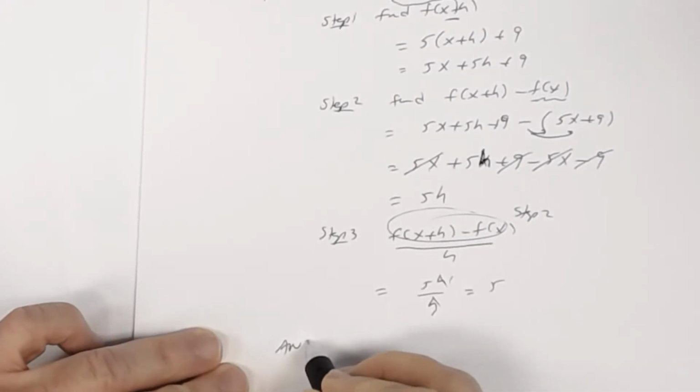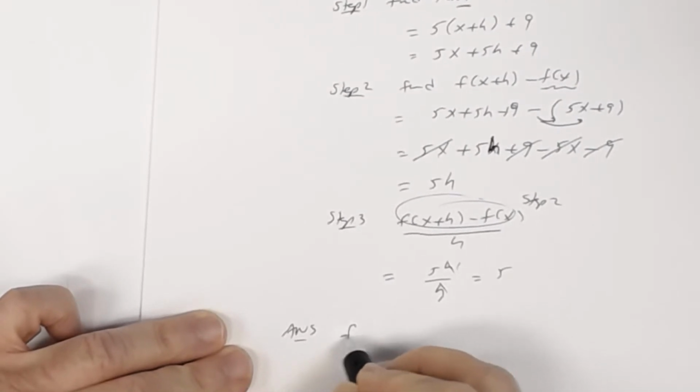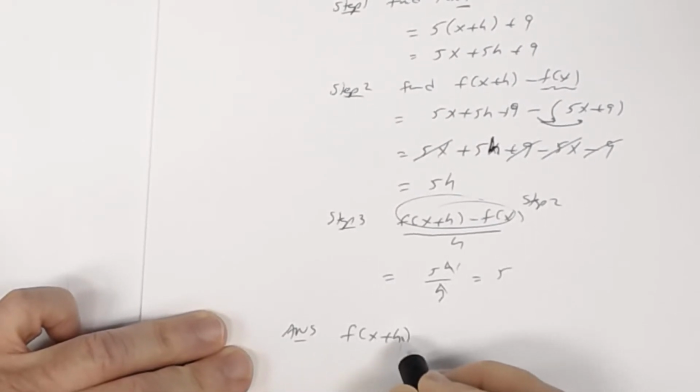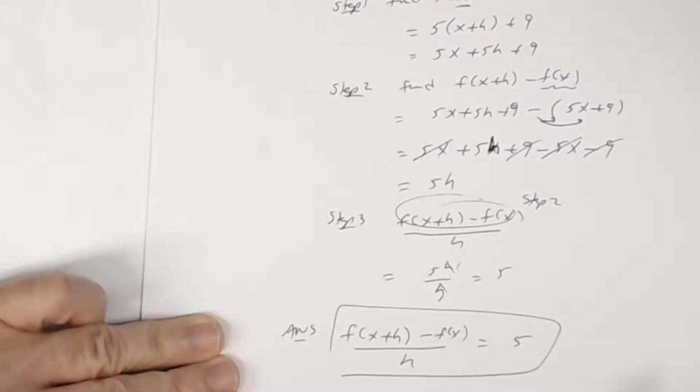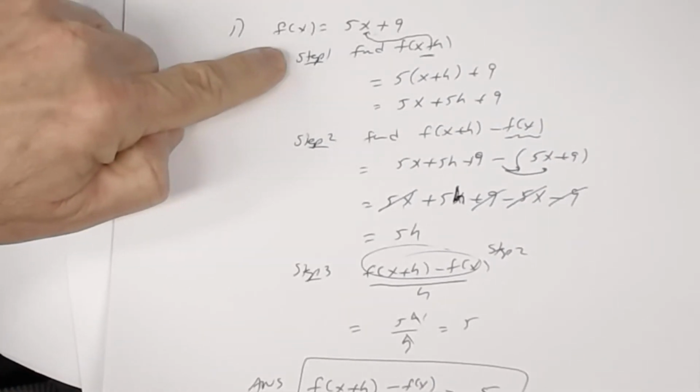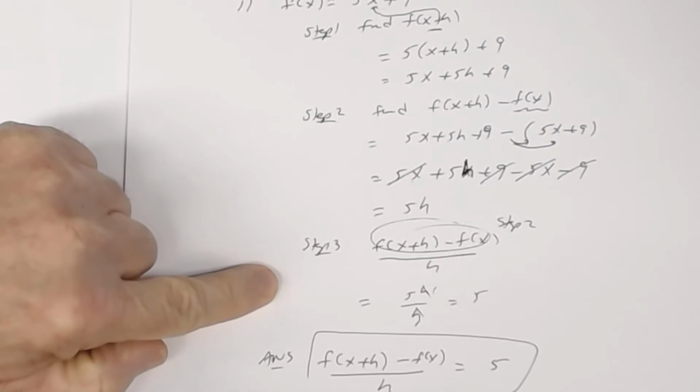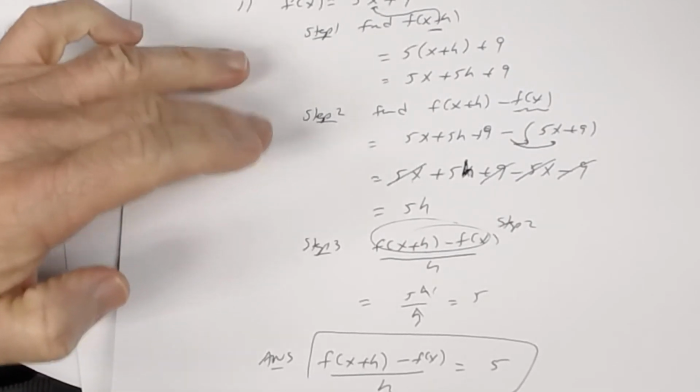So the answer, you're going to say this. You're going to say the difference quotient for your function, f of x plus h minus f of x divided by h, equals 5. And so that's your answer. That's all you do. It helps if you say step 1, step 2, step 3. It keeps your thoughts organized.